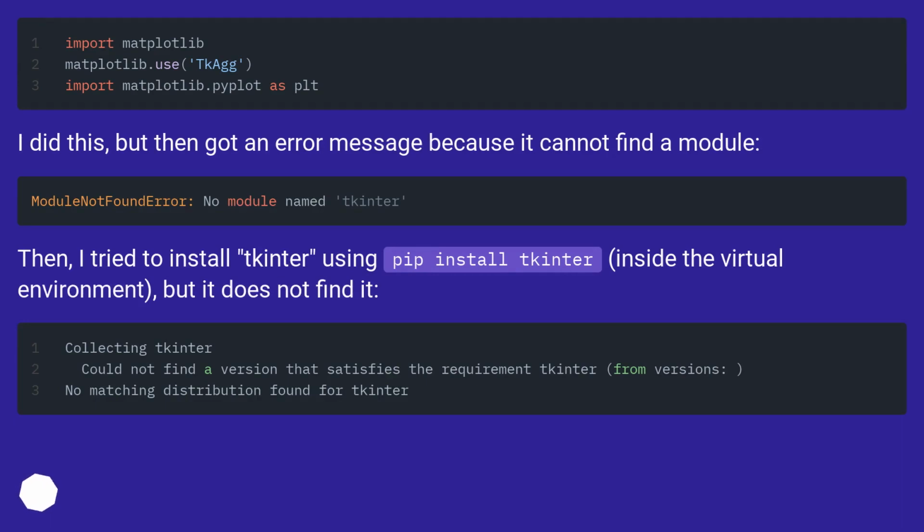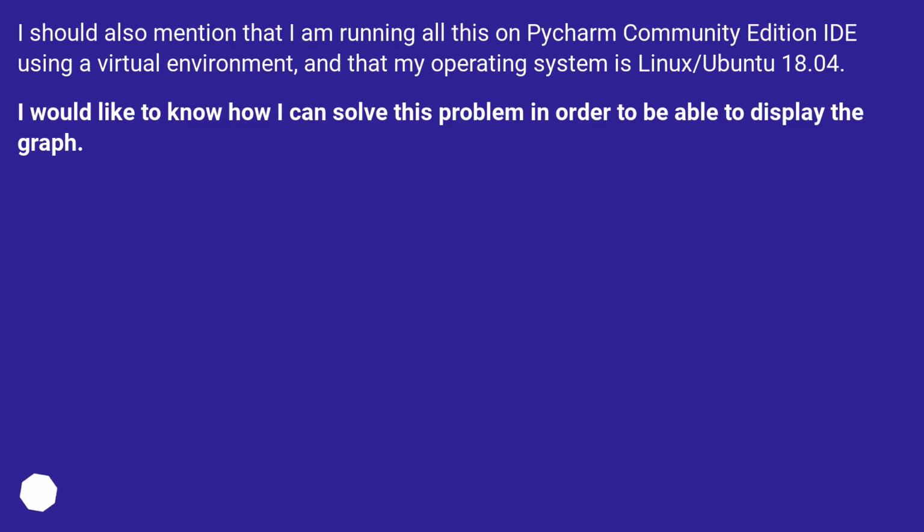Then I tried to install Tkinter using pip install tkinter inside the virtual environment, but it does not find it. I should also mention that I am running all this on PyCharm Community Edition IDE using a virtual environment, and that my operating system is Linux Ubuntu 18.04. I would like to know how I can solve this problem in order to be able to display the graph.